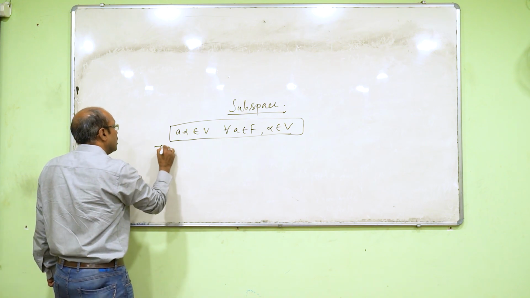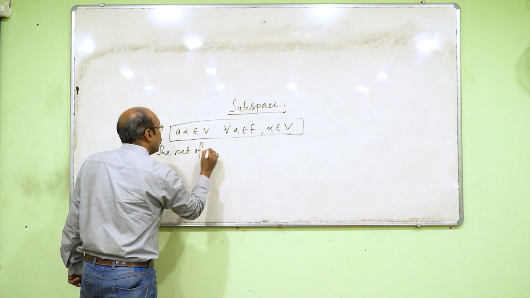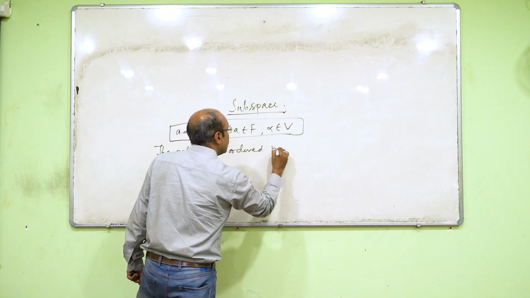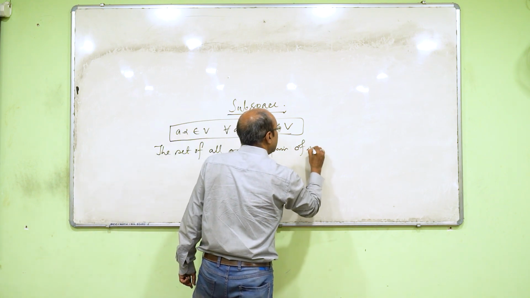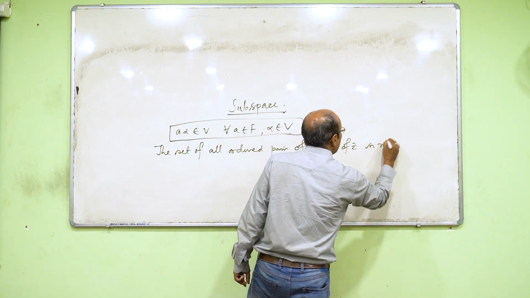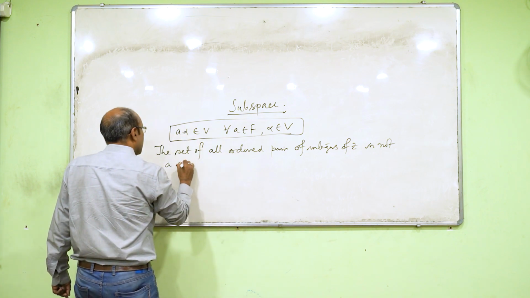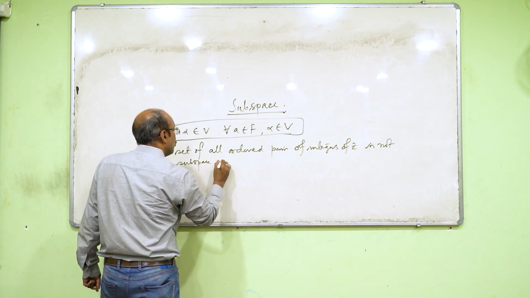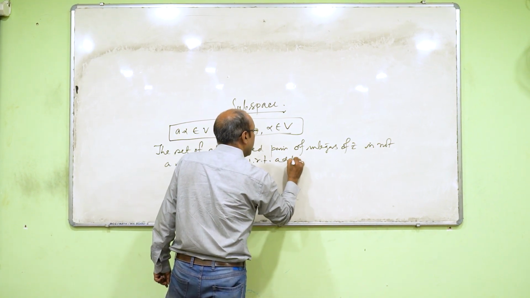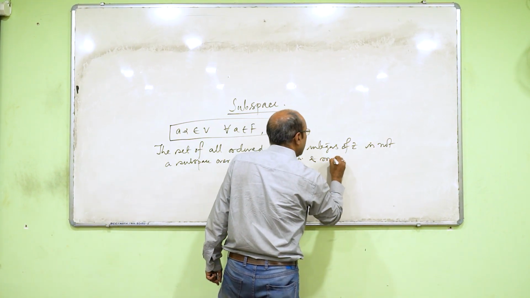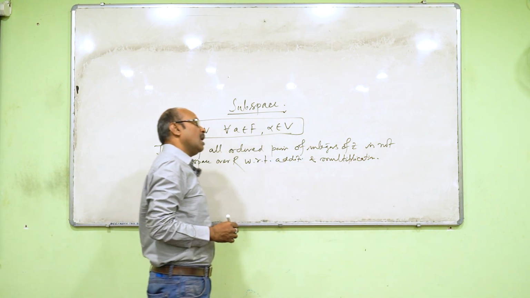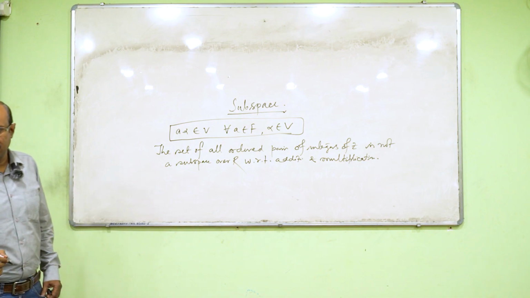Now, the set of all ordered pairs of integers Z is not a subspace over R with respect to addition and multiplication. How can you see it?